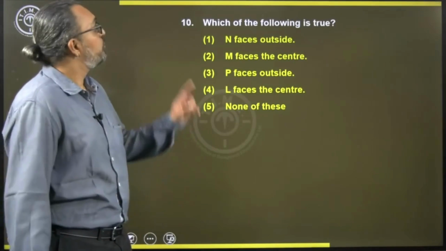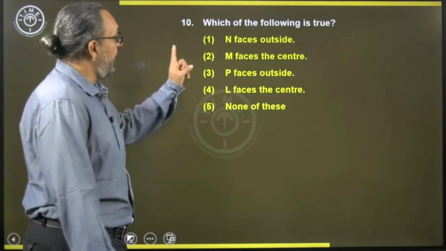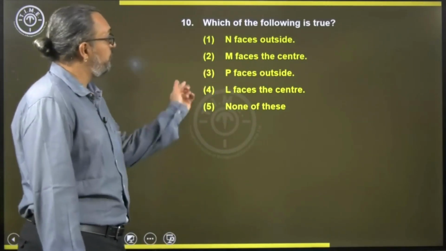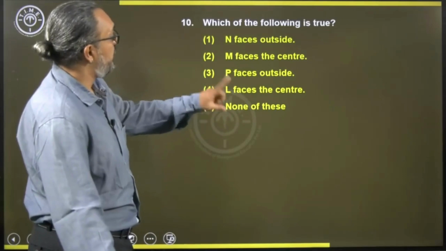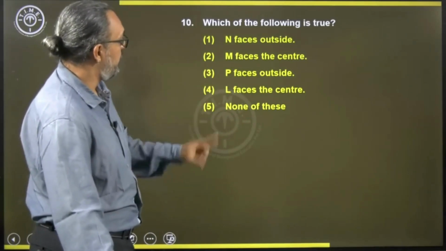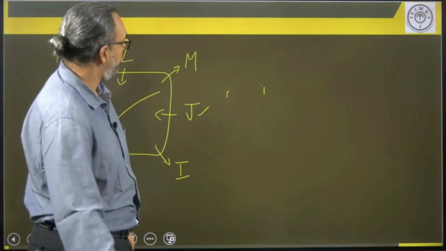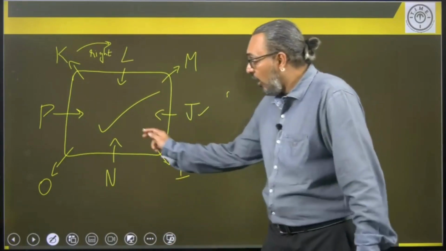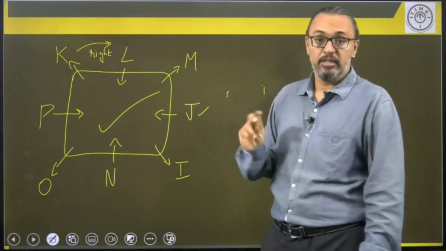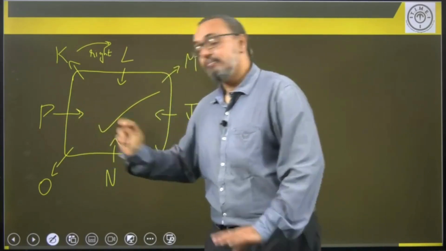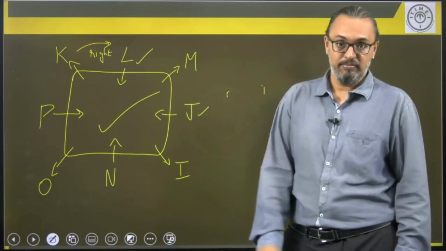Then next, which of the following is true? It says, okay. We have N faces outside, M faces center, P faces outside, L faces center. Okay, let us check. So N outside, M inside, P outside, L inside. N outside, that is false. Okay. M inside, no, that is false. P outside, that is false. But L inside, that is definitely valid.